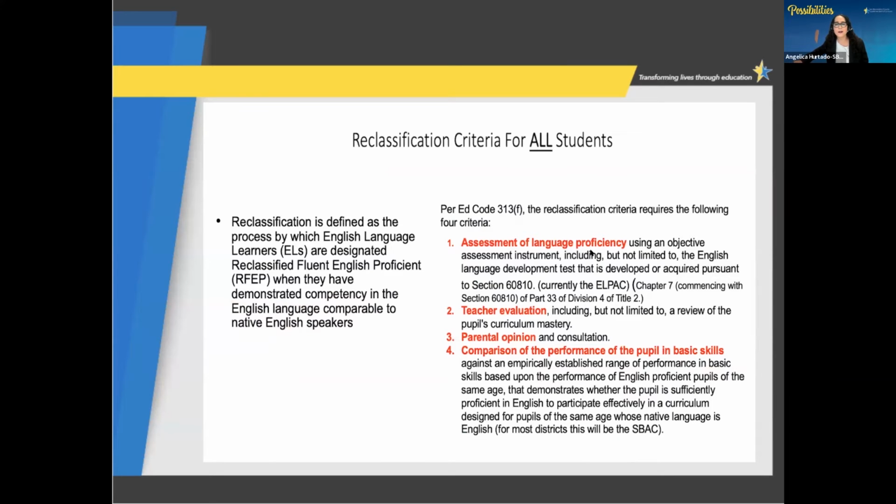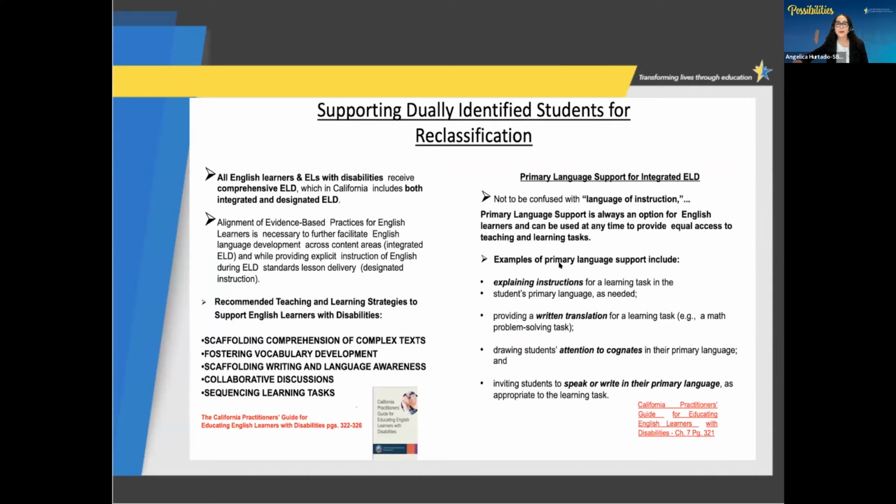Here are the criteria. Here's the criteria that Brian shared earlier. I don't need to go very much in detail because he already explained the four criteria here, unless you have a question on here. But this is based on the CDE, the state's criteria for reclassifying English learners, and a little bit more on how to support our dually identified students for reclassification.